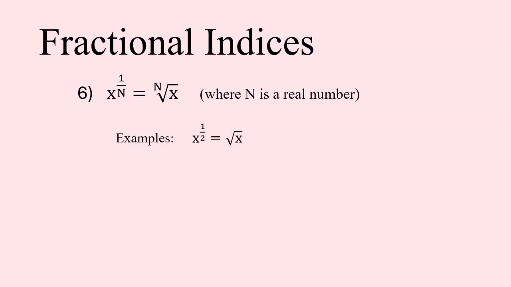If a pronumeral has a fractional power, then the denominator of that power is the root of the number. In other words, if n is a real number, then x to the power of 1 over n is equal to the nth root of x. For example, x to the power of half is equal to the square root of x. y to the power of 1 over 3 is equal to the cube root of y. And p to the power of 1 over 10 is equal to the 10th root of p.